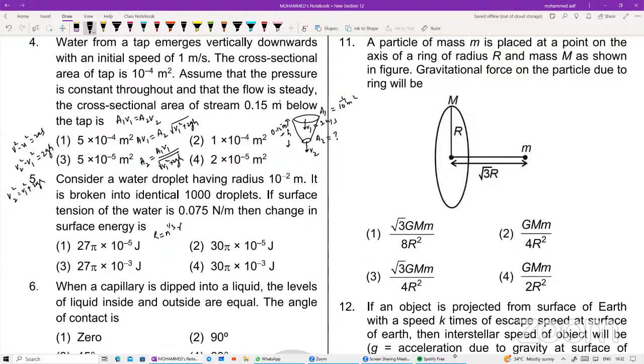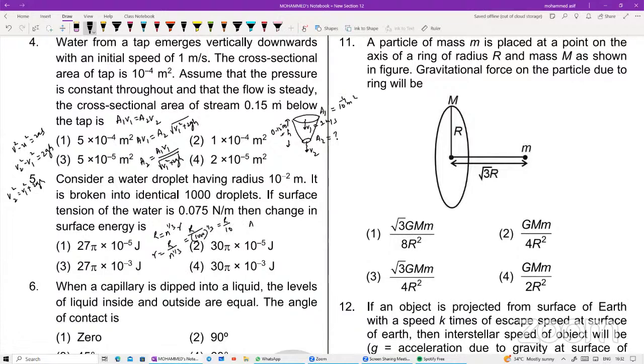Isn't it? That means small r can be written as small r equals capital R divided by n to the power 1 by 3. So it is capital R divided by 1000 droplets to the power of 1/3, that is 10 cube. That means this will become R by 10, a smaller value.